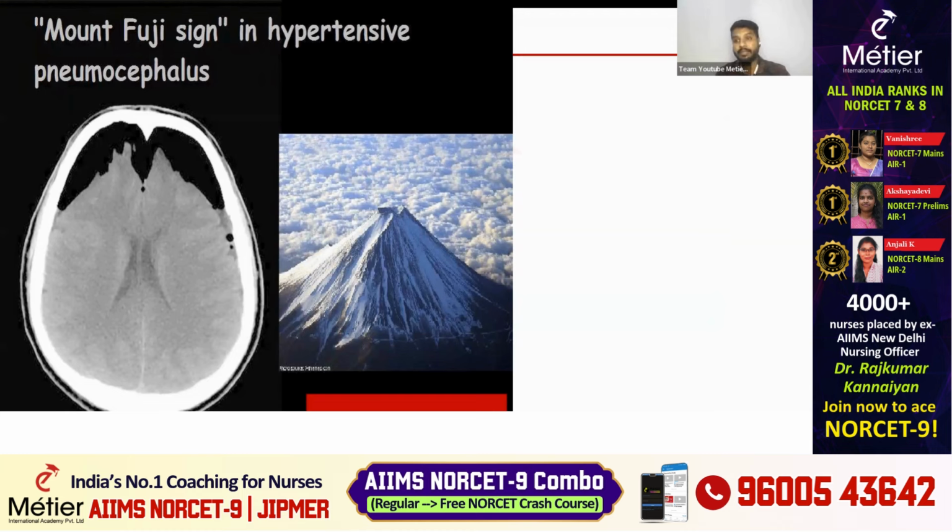Hypertensive pneumocephalus. What is pneumocephalus? Inside the cranium, abnormally, anywhere in the brain, there will be a collection of gases. That means sometimes we can say air. So why is it happening? Some pathological changes are happening, right? Due to trauma, or some due to surgery also, we can see this abnormal collection of air in the cranium, anywhere. It can be subarachnoid, arachnoid, intraventricular, anywhere it can happen. But it's mainly seen in the hypertensive pneumocephalus. We can see the Mount Fuji sign. It looks like a mountain.